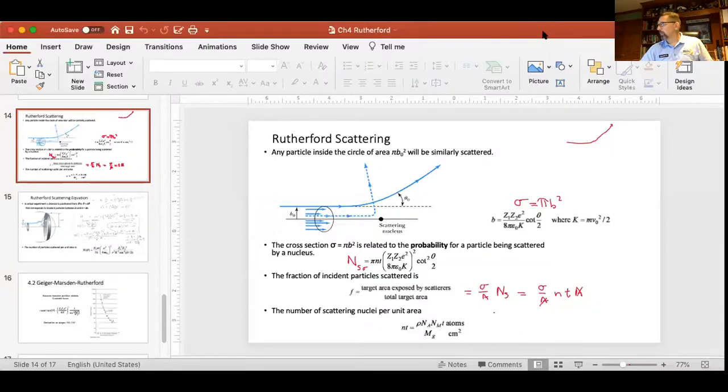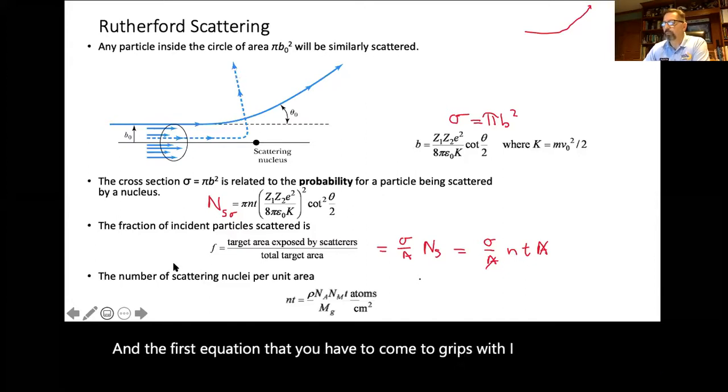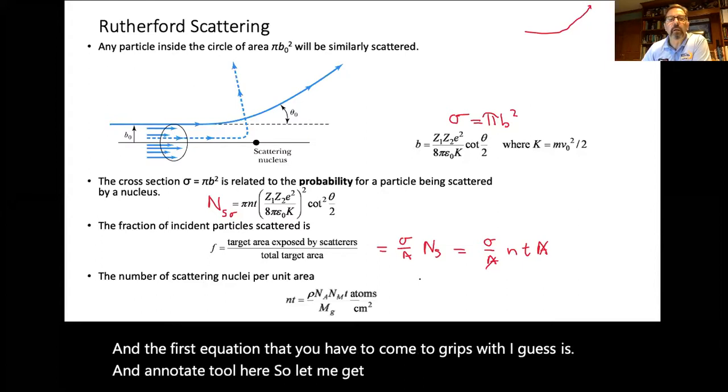I'm going to go to slideshow mode because I notice sometimes in this particular mode, the division signs, the horizontal lines, kind of get washed out, whereas they are present here. And the first equation that you have to come to grips with, I need an annotate tool here, so let me get a pen, is this guy right here.